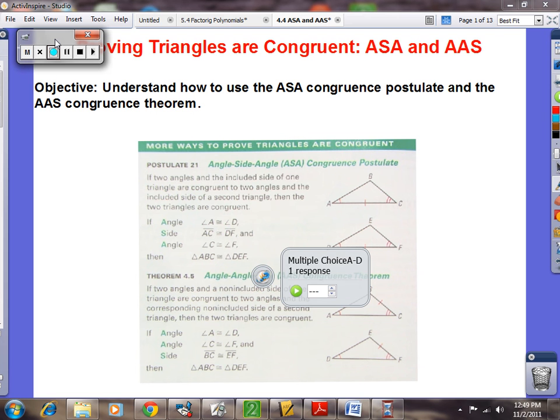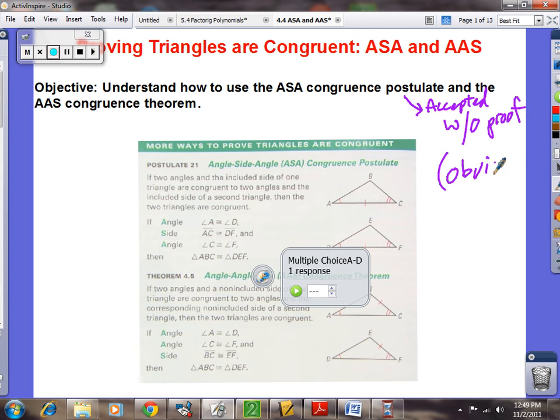What do you know about a theorem and a postulate? A theorem has to be proven. A postulate is obvious. So write this down: a postulate is totally accepted without proof. Why do we accept it without proof? Because it's pretty obvious. It's accepted without proof.